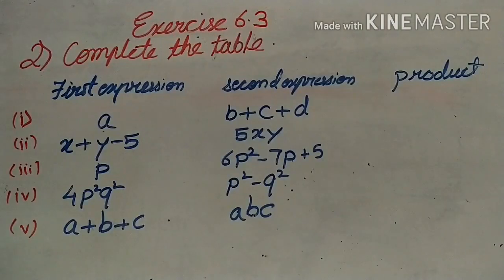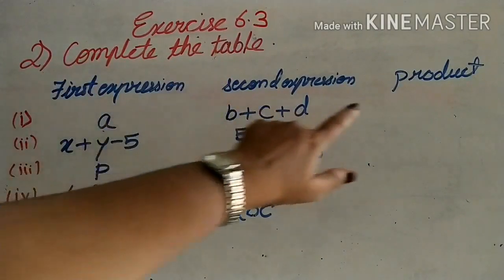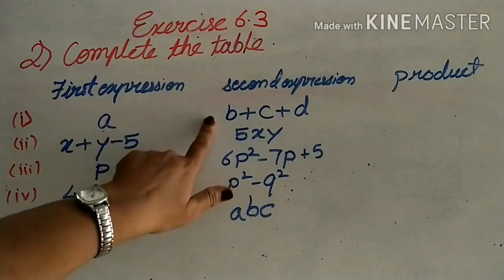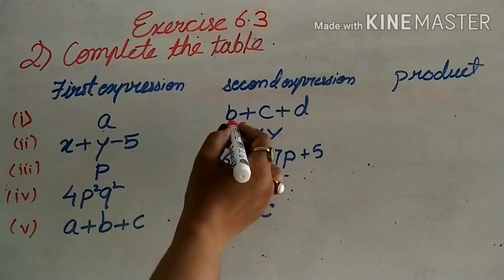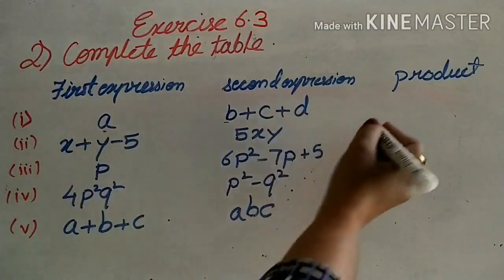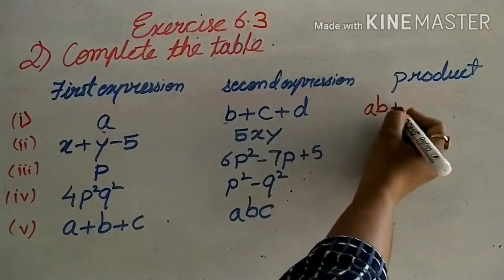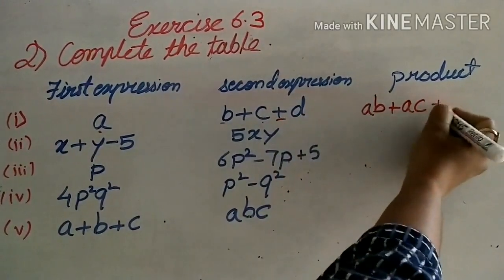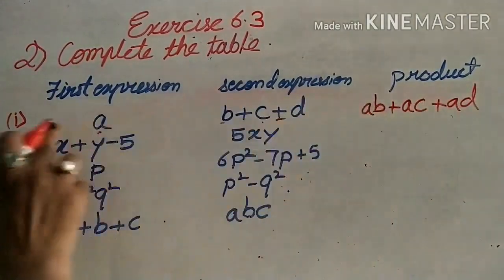Exercise 6.3, second question. Complete the table. First expression, second expression, product. Product means we have to multiply the first expression to the second expression. Means there is a multiplication between a and b plus c plus d. First we have to multiply this a to b, means a into b, it is ab. Next plus sign as it is. a into c, ac. This plus sign as it is. a into d, ad. So this is the product of the first question.